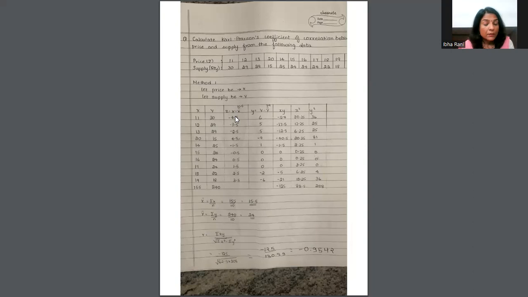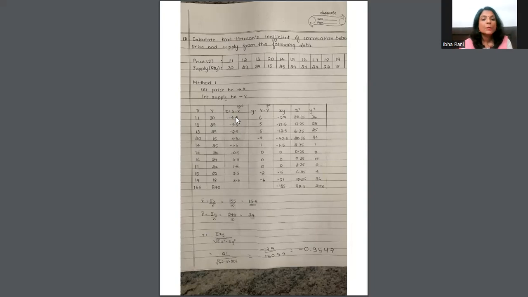That first column will indicate the small x, or in some places you can see it will be dx also. So small x will be x variable minus the average of x variable. So here 11 is the first variable x. So 11 minus 15.5. 15.5 we have calculated as the average of x. So 11 minus 15.5 will give you minus 4.5. 12 minus 15.5 will give you minus 3.5.